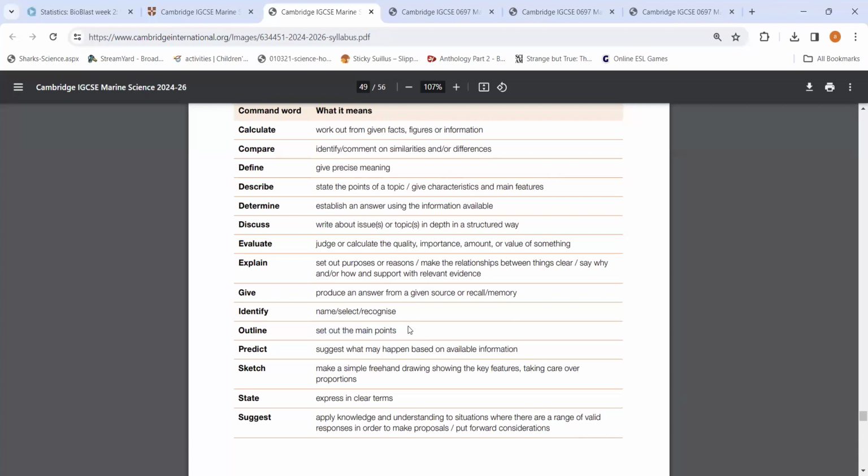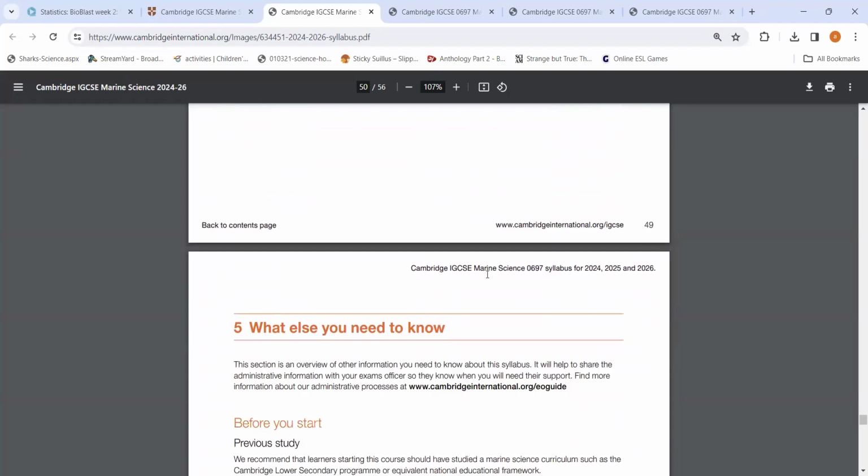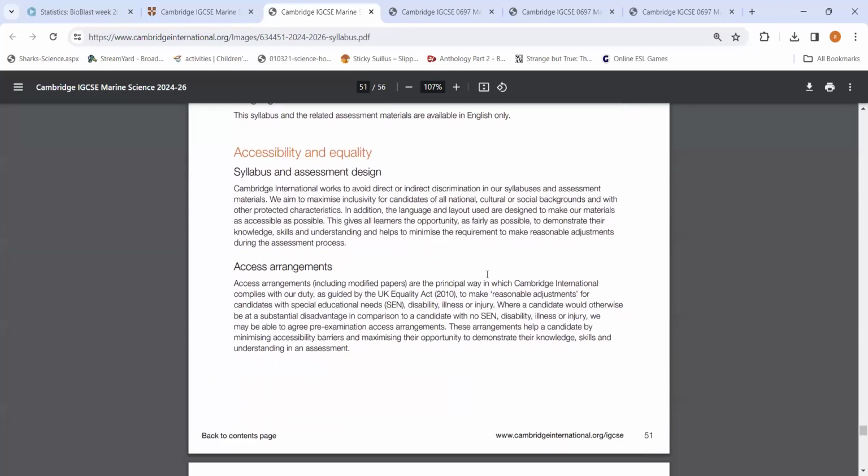When you have something like outline, it's normally just main key points, whereas discuss, that is in depth. That's more in depth. That's normally going to be more marks, like 6 marks, for example. Evaluate is when you're kind of weighing up the pros and cons of something, thinking about different sides to it. Describe, you'll use that a lot for, say, describing a certain investigation, its method. So yeah, that's really, really useful.